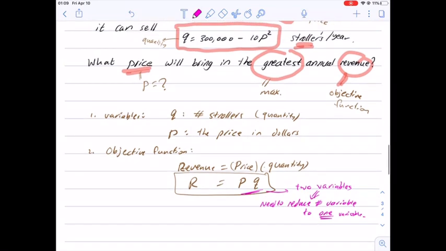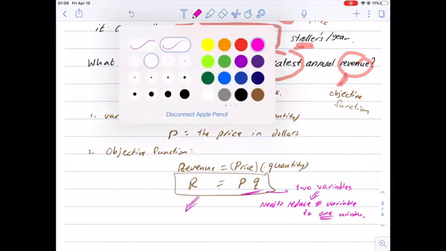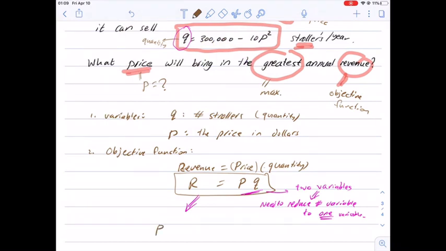Okay, so how can we do this? This is very simple, because we are given Q. This is given in the problem. So the revenue can be written in terms of the function P. And that's what we want to find. We want to find P that gives the greatest revenue.